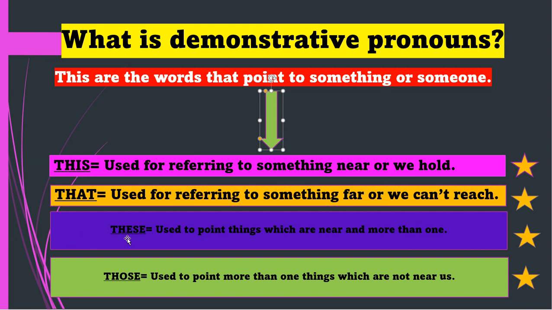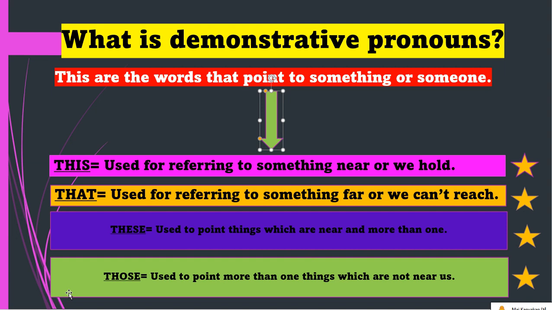Okay, so next we have these. These are used to point to things which are near and more than one. So it refers to things that are two, three, four, five, or more. It points to things more than one, like 1, 2, 3, 4, 5, 6, 7, 8, 9, 10.